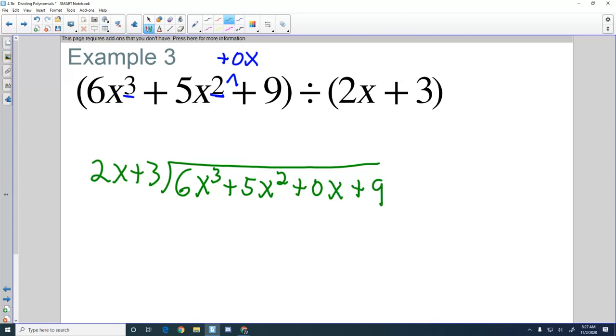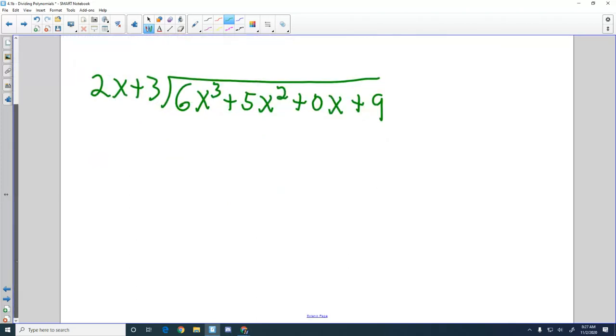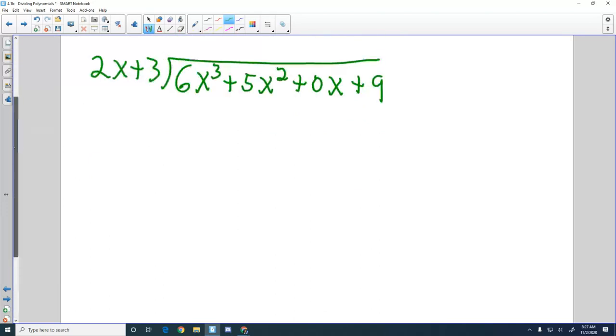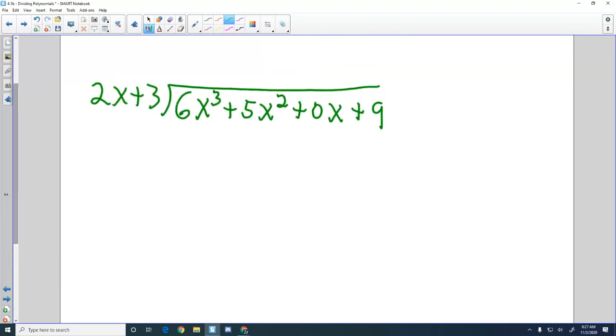So here's what the setup should be for the division. Again, there are 4 terms in the dividend. To start the process, we compare the first terms in each polynomial. How do I make a 2x into a 6x cubed? Well, to make a 2 into a 6, it needs to be multiplied by 3. And to make an x into an x cubed, it needs to be multiplied by an x squared.